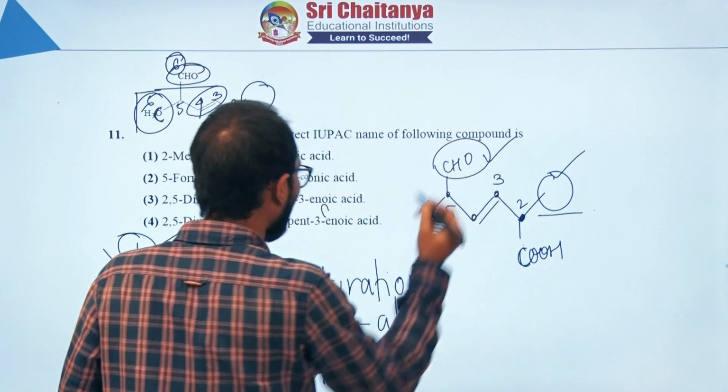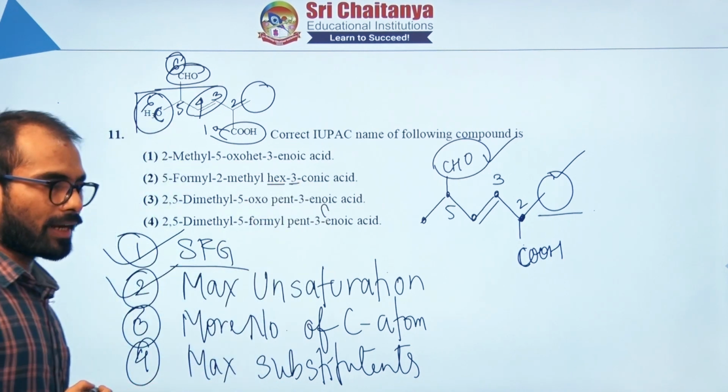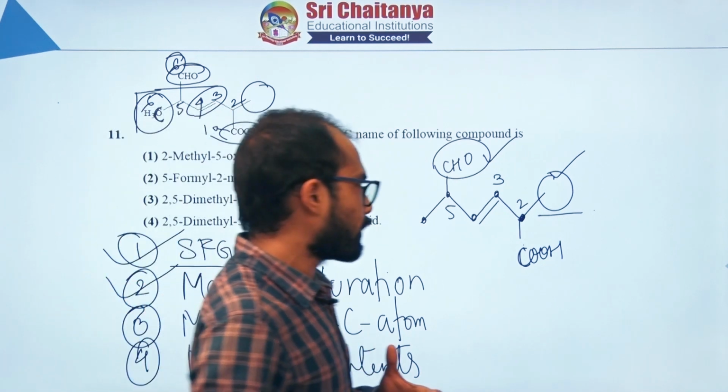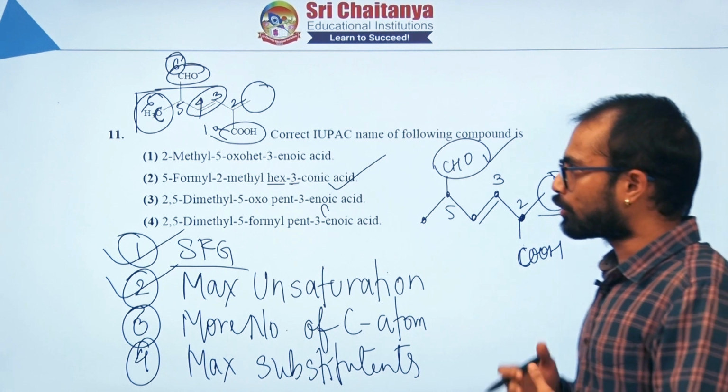This is the third carbon, and in the third carbon we are having an ene, hex 3 ene, and since it is an acid, it will end with oic acid. So clearly the option number 2 is the correct option. Let's move on to the next question.